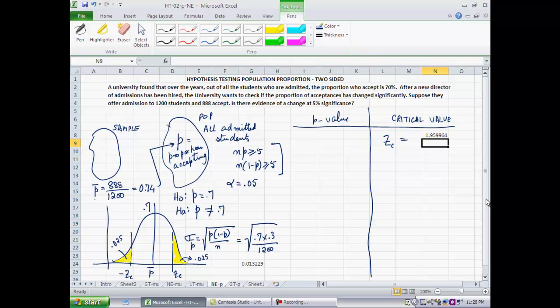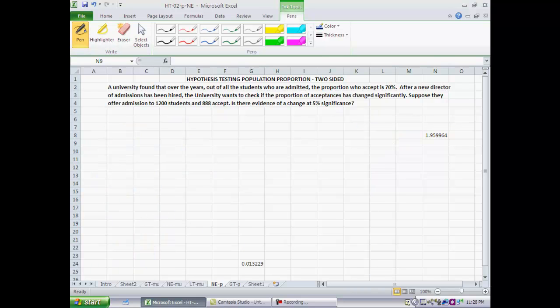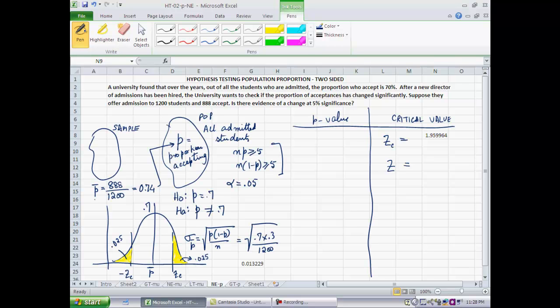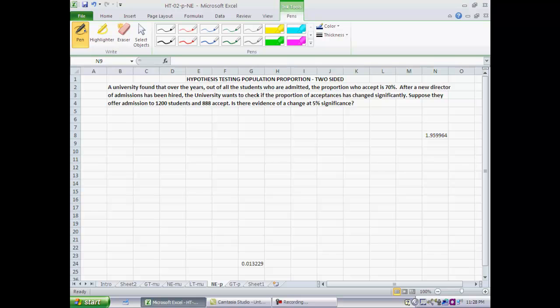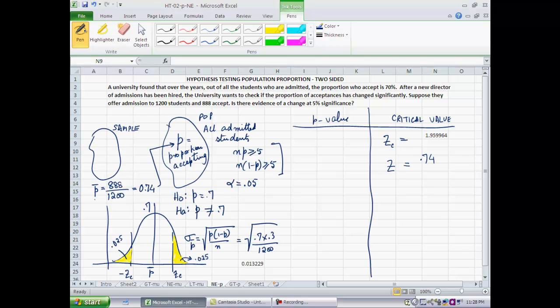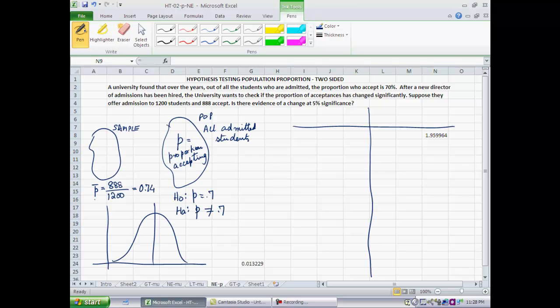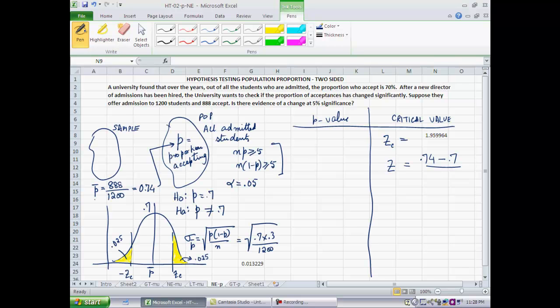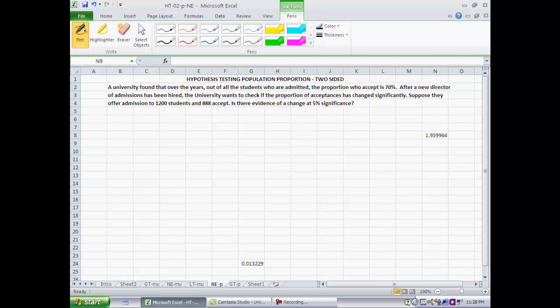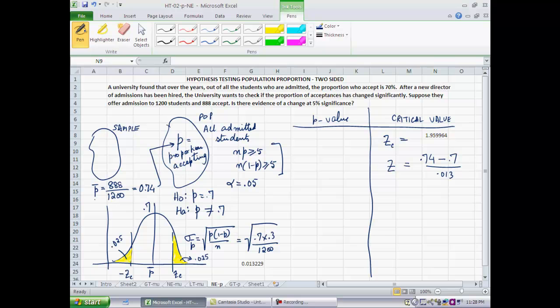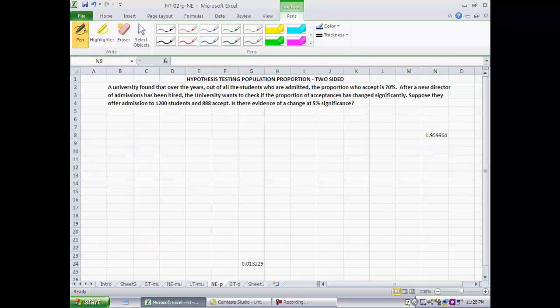to the right of 0.7 in order to be called extreme. So let's see what we actually have from the sample. The sample statistic that I got is 0.74. So is that far enough away from 0.7? So that would be 0.74 minus 0.7 divided by 0.013. So that's the test statistic. In other words, I'm normalizing what I got from the sample to see whether it's extreme enough.